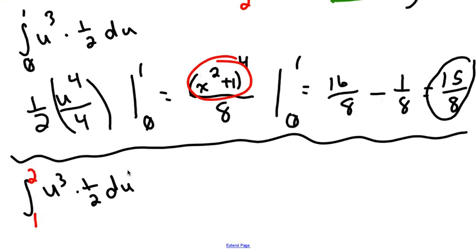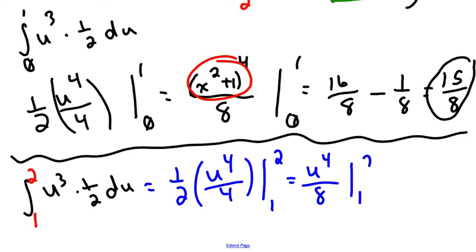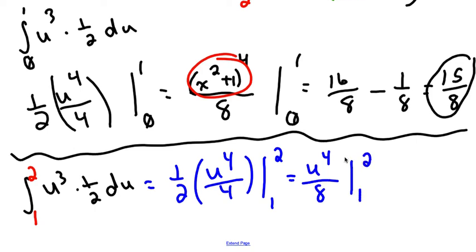So I can integrate this now and say, we're still going to end up with the same thing, 1/2 times u to the 4th over 4, evaluated now from 1 to 2, which is u to the 4th over 8, evaluated from 1 to 2. And basically what this means is I can now take these new intervals and plug them in, and what you'll see is you end up with 2 to the 4th, which is 16 over 8, minus plug 1 in, 1 to the 4th over 8 is 1/8, and we get the same thing. Okay, so that's 15 over 8.